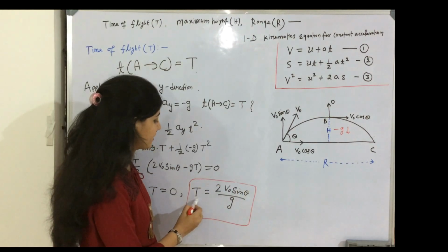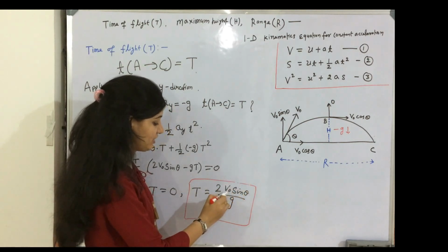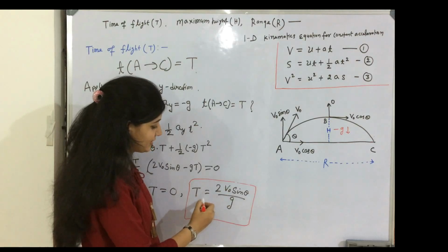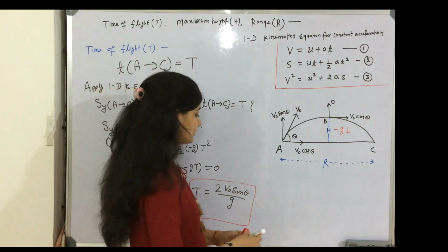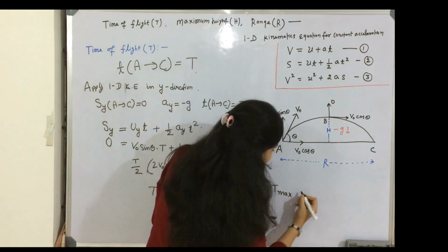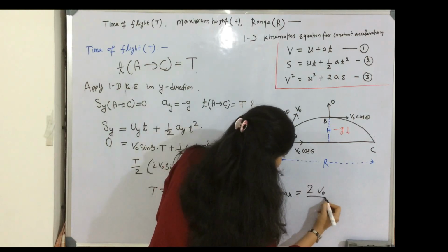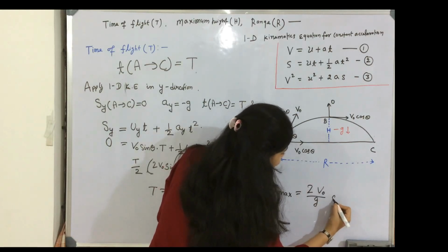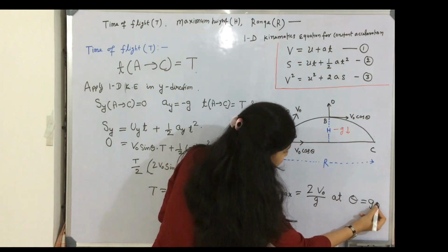So time of flight depends on the angle of projection. For a given velocity v0, the time of flight will increase with an increase in theta. So T maximum is 2 v0 by g at theta equal to 90 degrees.